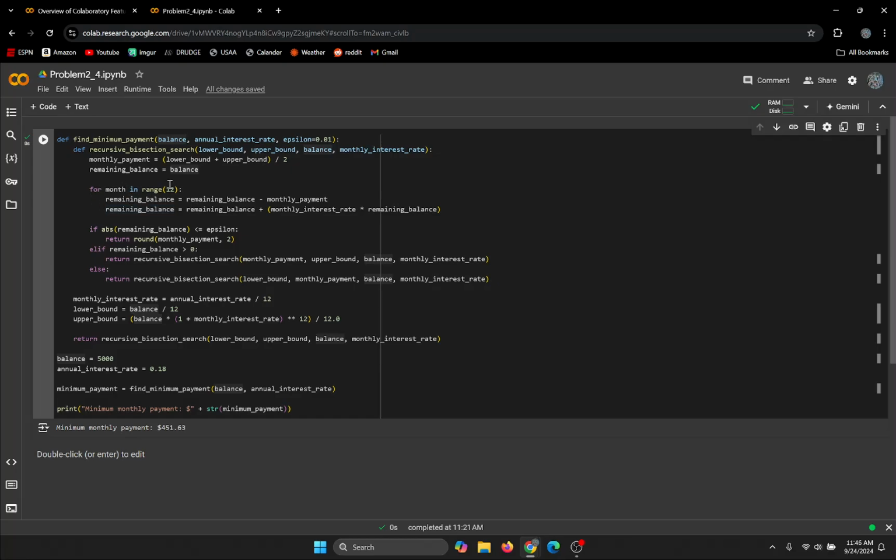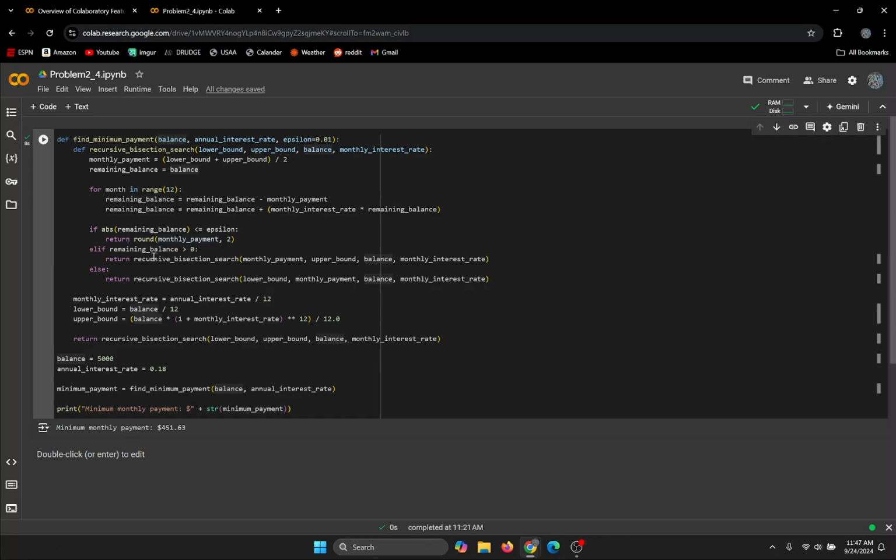This loop is going to run 12 times. There's 12 months in a year. We're subtracting the monthly payment from the remaining balance and then adding the interest rate after we do that. And here's where we're going to check if it's close enough to epsilon, which we set right here. And if it is, we're returning that.